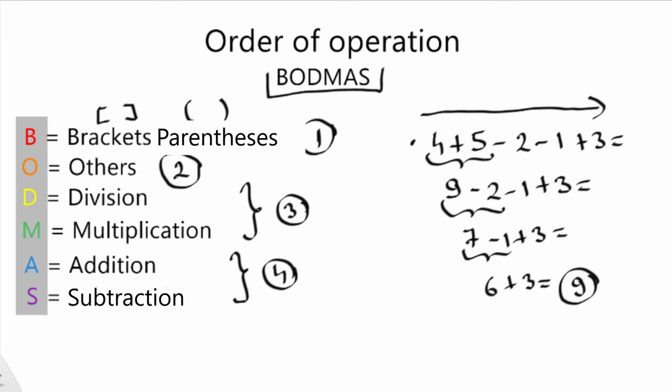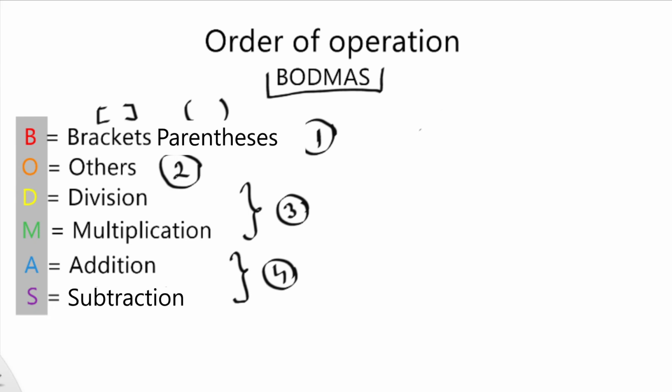And basically those are the rules and everything that you need to know. So first one is brackets or parentheses, others, then division and multiplication, and addition and subtraction. We have just 4 rules that you need to keep in mind. Knowing all that, I want you to try a harder question.